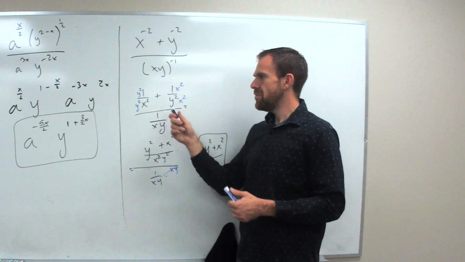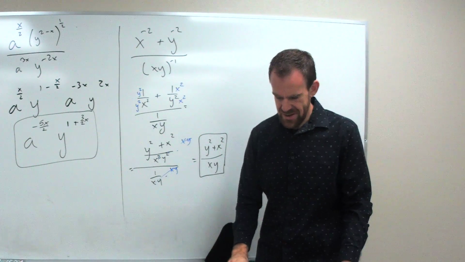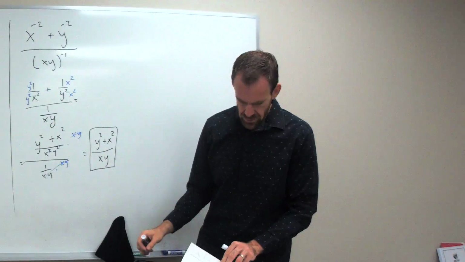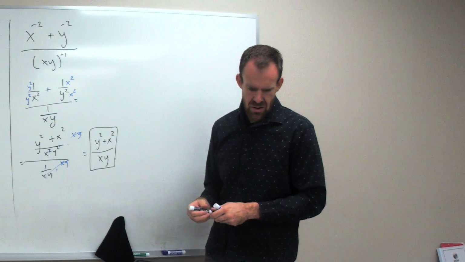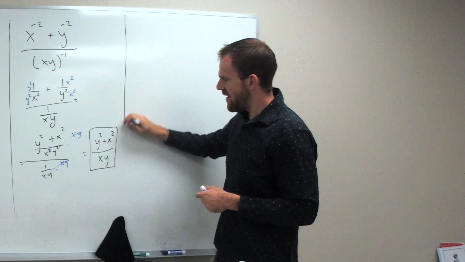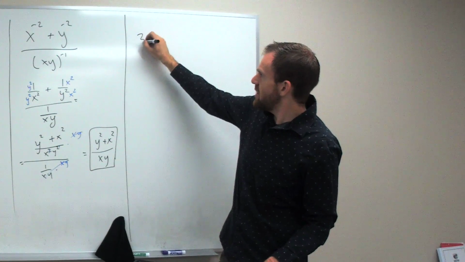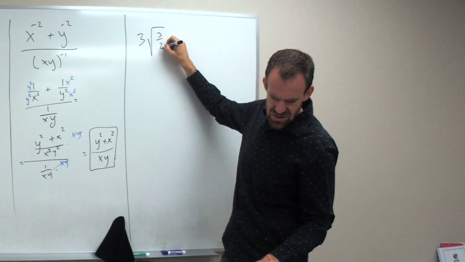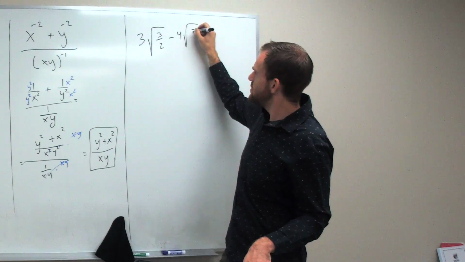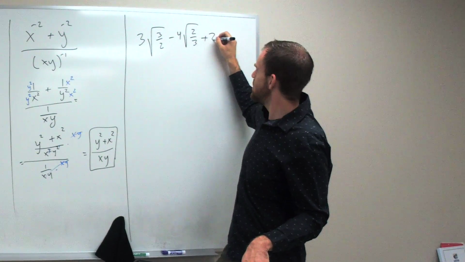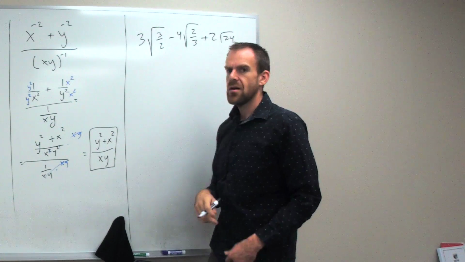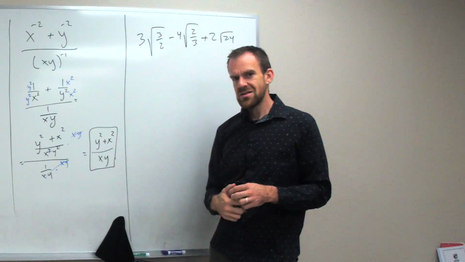It's not bad, but most students forget that first step and then cannot recover. Flipping the page. All right, so now we have some square roots that we get to deal with. So we have 3 square root of 3 over 2 minus 4 square root of 2 over 3 plus 2 square root of 24. Our first step is to get rid of the square roots in the denominator.